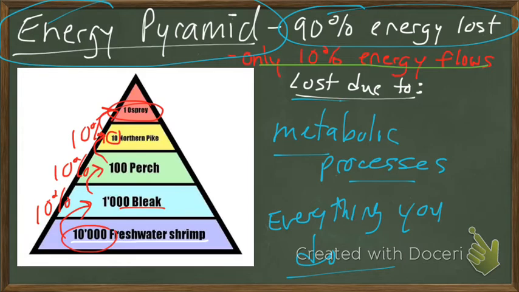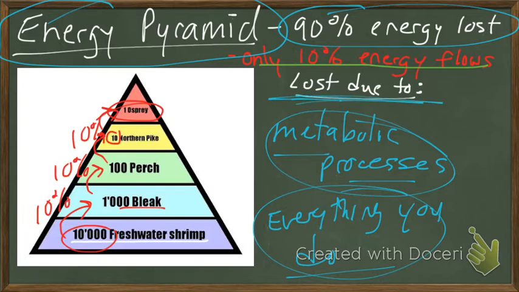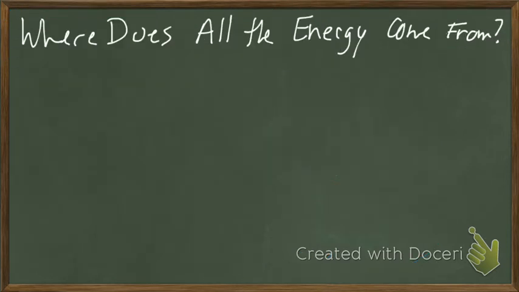everything you do, just keeping yourself alive requires energy. These are all metabolic processes. And all of this stuff requires you to stay full and filled with energy, so we lose a lot of energy. Where does all of our energy come from?